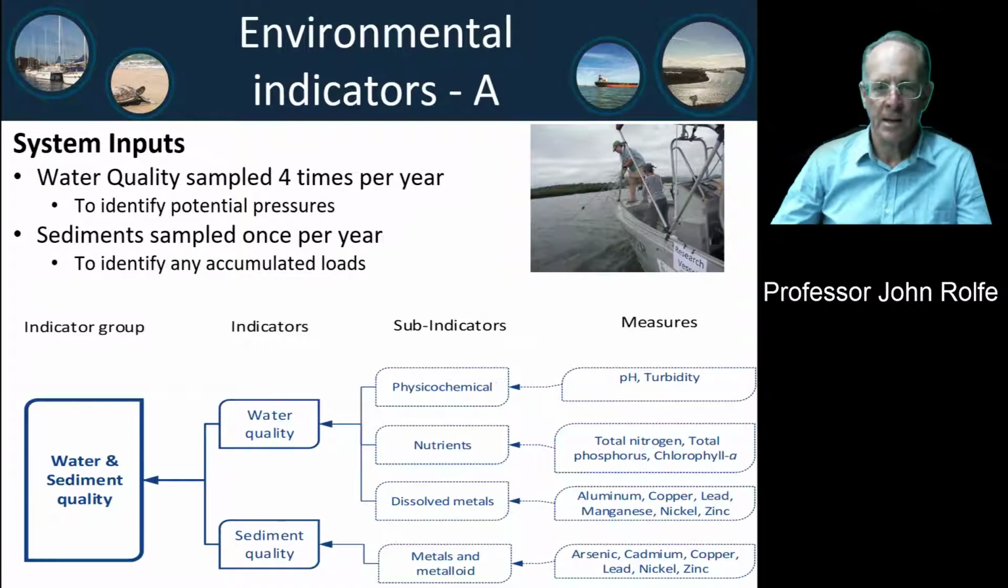The environmental indicators, one lot of indicators measure the amount of pollutants that might be coming into the harbour. And to do this, first water quality is assessed for physical chemical characteristics, for nutrient levels and dissolved metals. And sediment quality, which might measure the accumulated pollutants, is assessed for metals and metalloids.